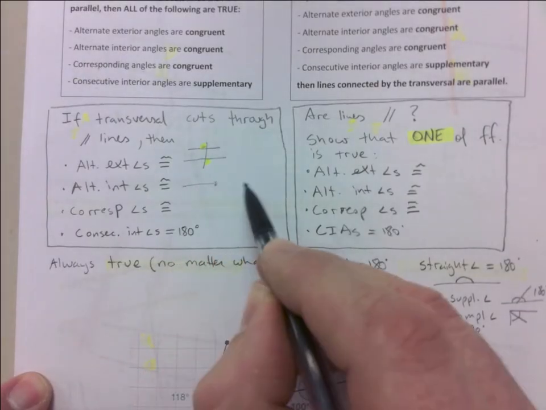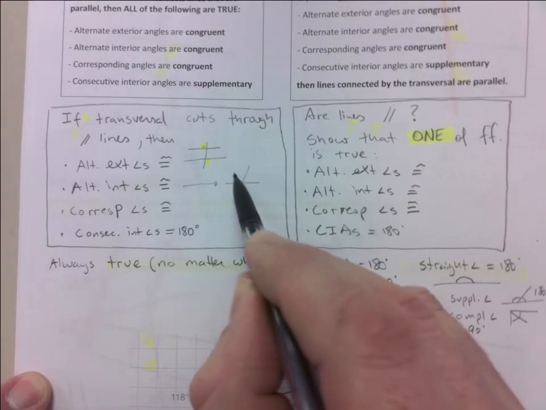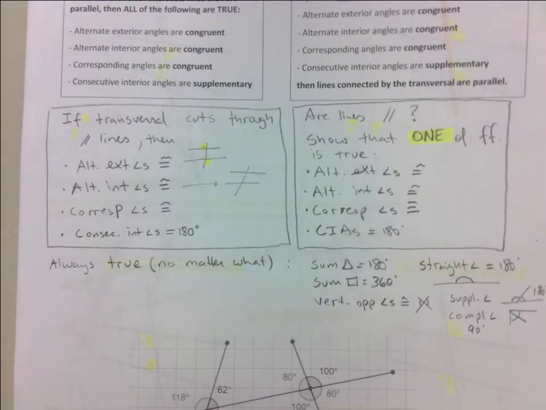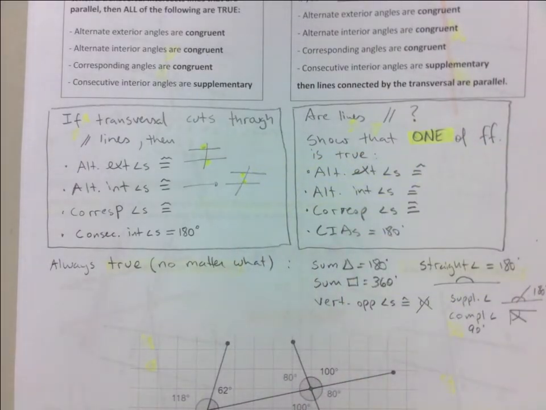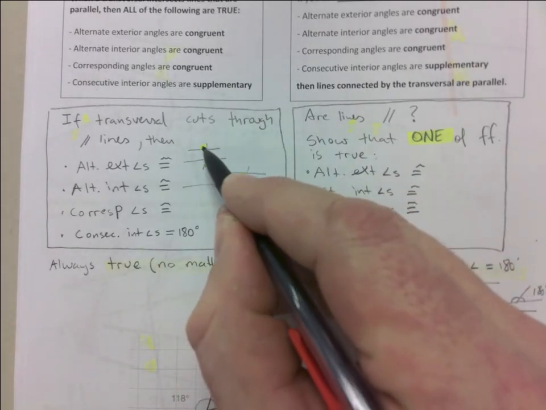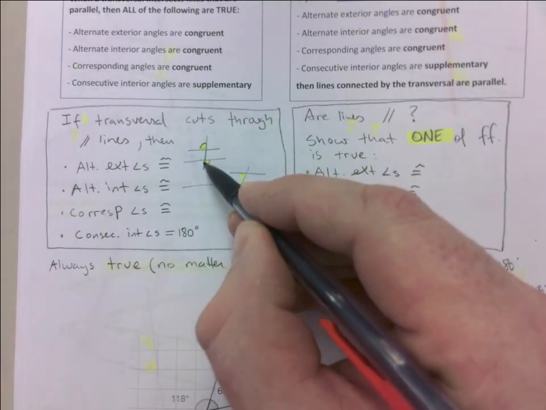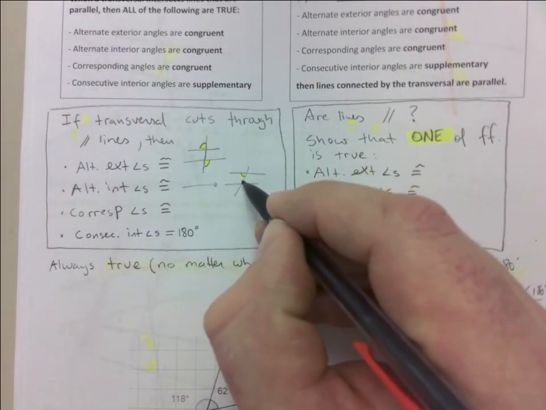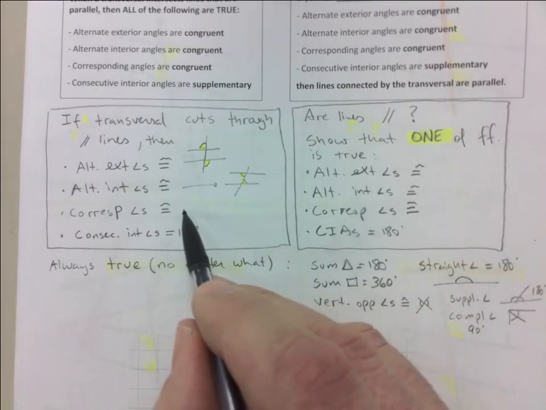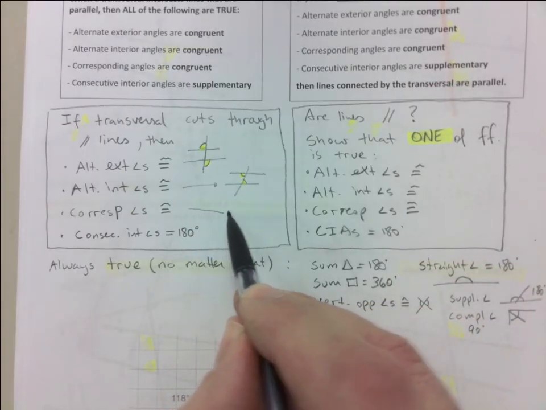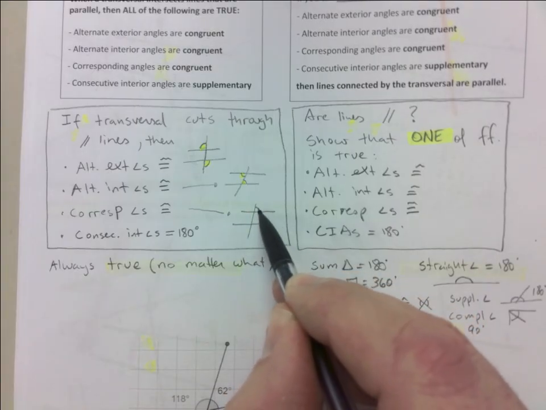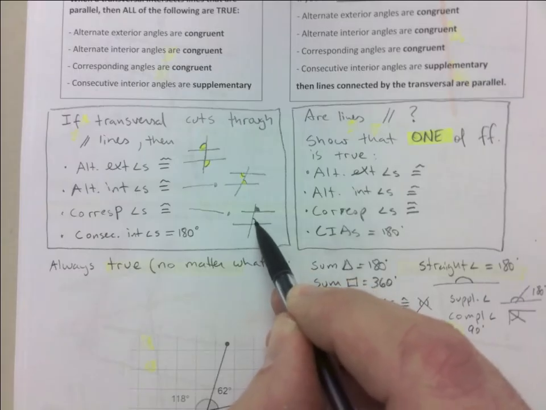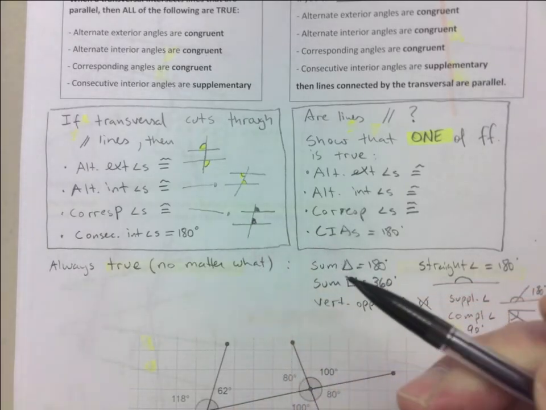Alternate interior looks like this. Okay. Alternate interior are there. Maybe you don't like highlighters, you just do one of these. Okay. One of these. There. Corresponding. I'll go off on that one. Corresponding look like this. It's that one right there and this one right there. Okay.